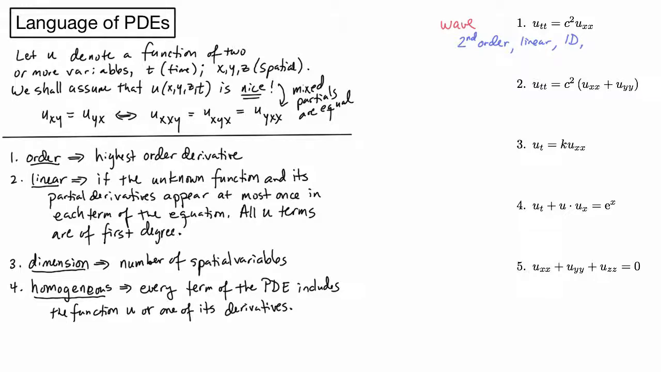And finally, in terms of homogeneity, every term of the PDE includes a u term. You can see here I've got u in the first term, u in the second term. So this is indeed homogeneous.